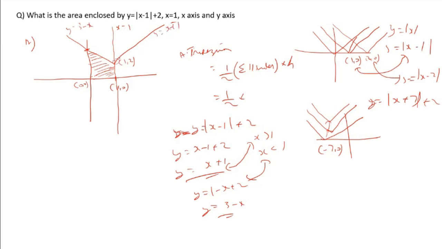The critical point being 1. How do I know this is a critical point? Because the modulus critical point is 1. If it was, let's say, for example, y equal to mod of x plus 5 minus 3 minus 8 or something, here the critical point would have been minus 5.